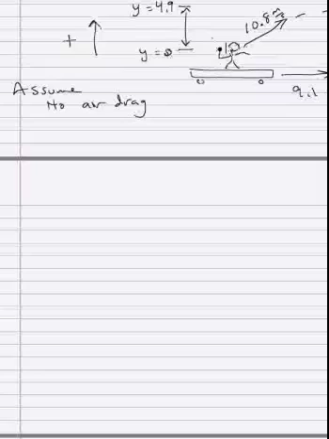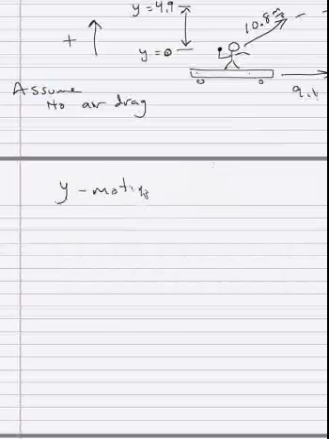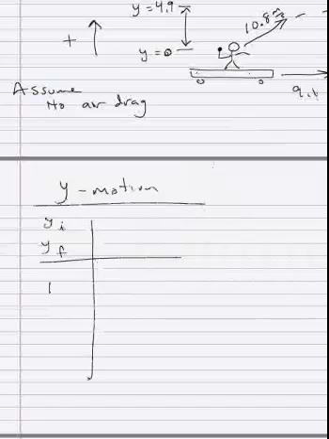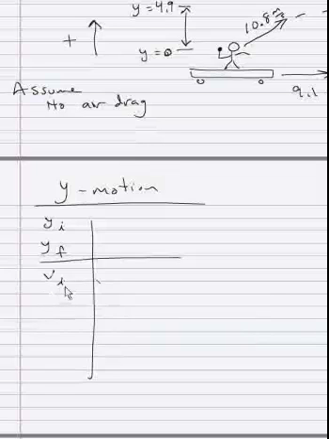The reason we want to look at the y motion is because each frame of reference has the same y motion. There's no change in the frame of reference in the y direction, only in the x direction. So the y direction is a little simpler. So we need to fill in our table here: our initial and final positions, our initial and final velocities in the y direction, the acceleration, and the time.